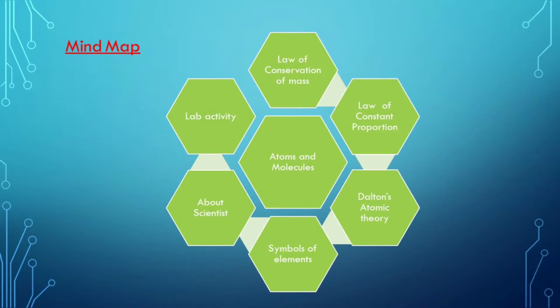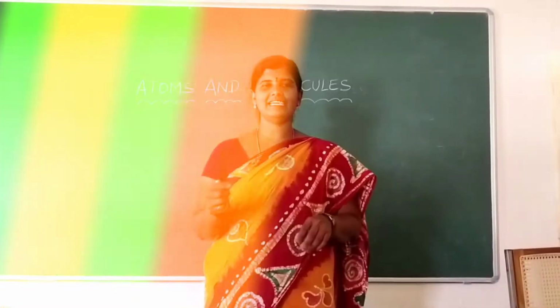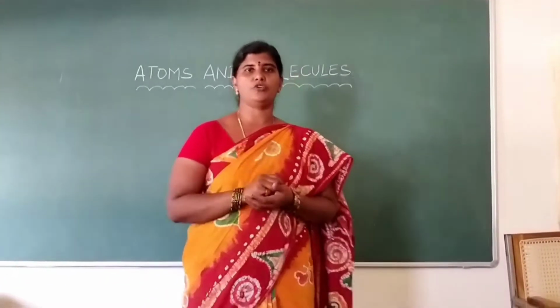Mind map of this lesson: law of conservation of mass, law of constant proportion, Dalton's atomic theory, symbols of elements, scientists and lab activity. Keywords of this lesson: atoms, molecules, law of conservation of mass, law of constant proportion and symbol. Let us learn about atoms and molecules.